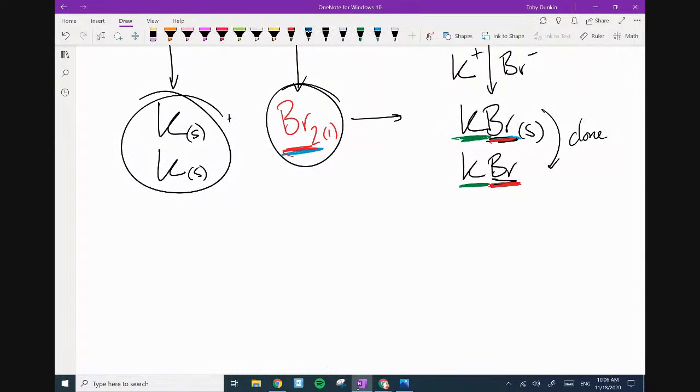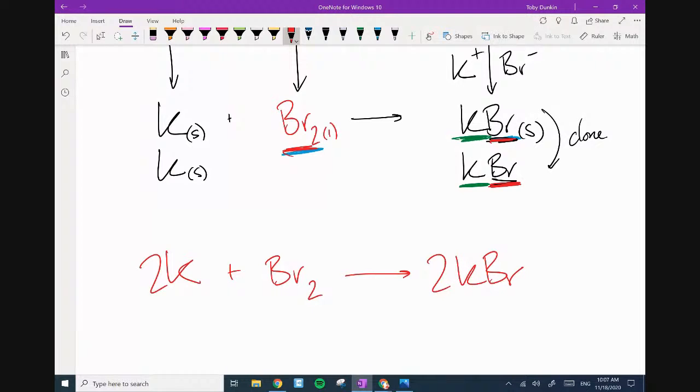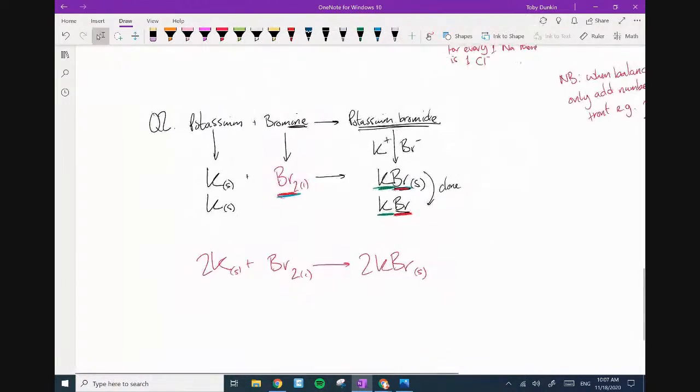Now what I can do is just count up the boxes. My final equation will be 2K, I should do it in red. Final answer: just count the boxes and put a big number in front for the number of boxes. 2K plus Br2 goes to 2KBr. State symbols, nice to include. I always love using state symbols. There we go. Okay, are you ready for question number 3?